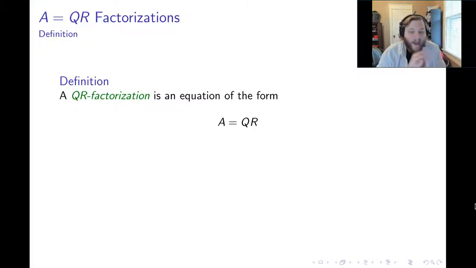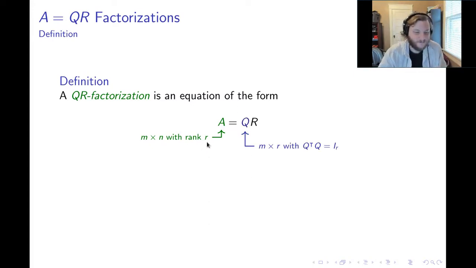So let's go back to our main topic. What is a QR factorization? Let's remind ourselves. A QR factorization is an equation of the form A equals Q times R, where A is any m by n matrix with rank equal to little r.